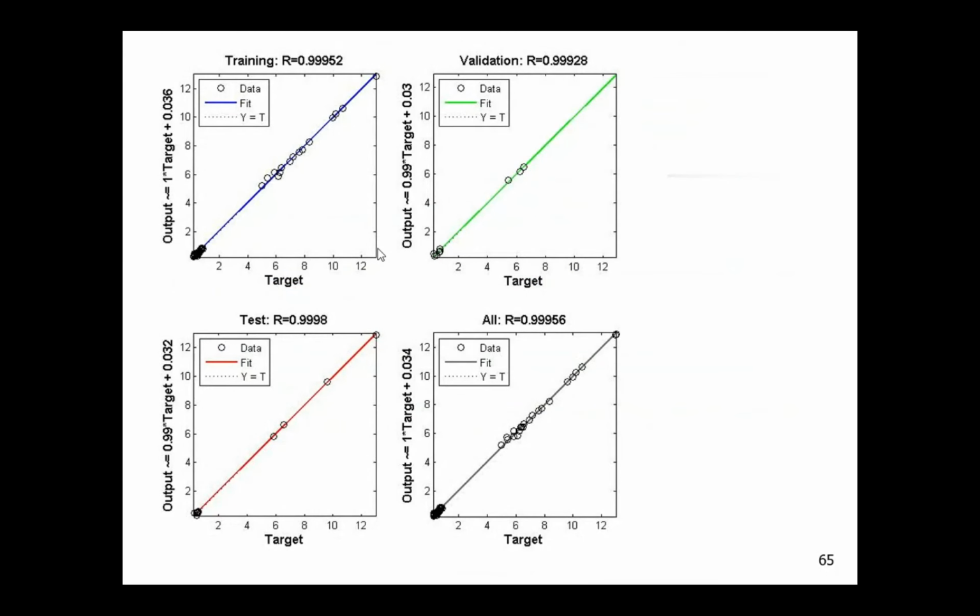Then comes the regression coefficients. During the training, you can see the training, validation, test, or all. R stands for regression coefficient. Here you can have the equations. Okay, here we are having the equations. Output is equal to 1 into target plus 0.036. So similarly, we have equations for that. So the R stands for regression coefficient. The first one is 0.99, which is close to 1. Similarly, for validation, for test, and for combining all these three, training, validation, and test, we have the R value of 0.99.